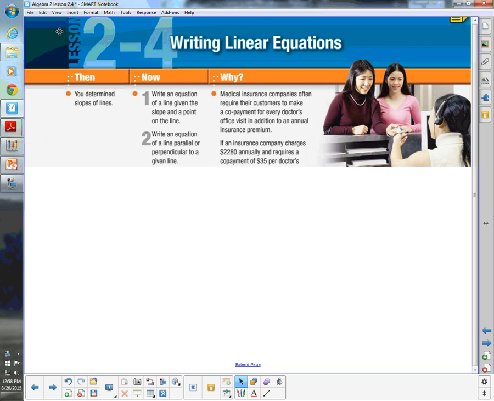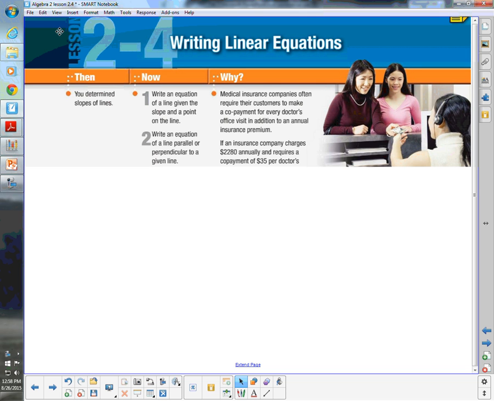Okay, today we're looking at lesson 2.4. This is writing linear equations. Last Thursday we talked about what is a function, what is a relation. On Monday we identified linear functions and linear relations. Yesterday we talked about the slope of a line and how to find that. Today we're actually going to write the equations.